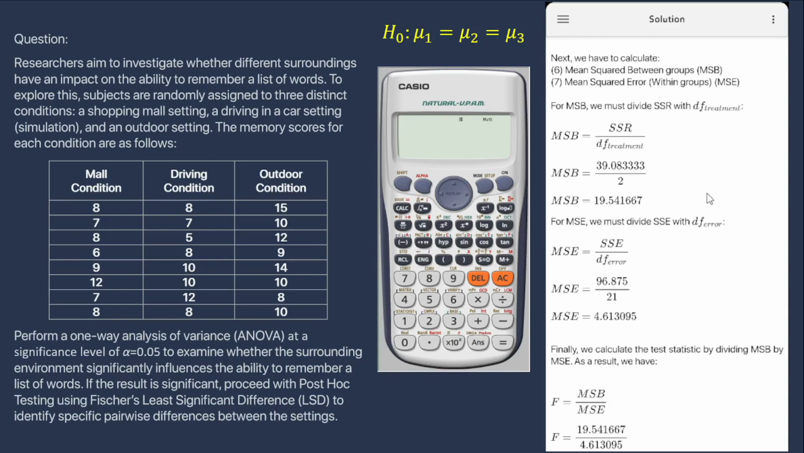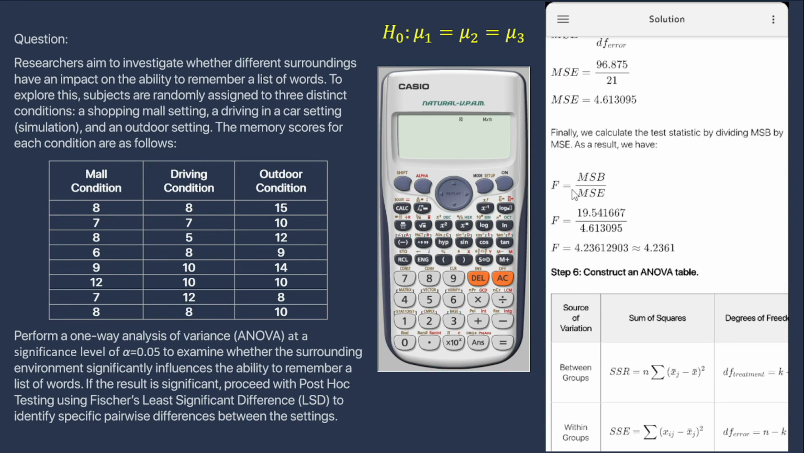Next, we have to calculate the mean squared between groups and the mean squared error or within groups, the MSB and MSE. Basically, we divide the SSR with the DF treatment and we get the following result. And for MSE, we divide the sum of squares for error by the degrees of freedom for error and we get the following result. And lastly, to calculate the test statistic F, we divide MSB by MSE and we get the following result.